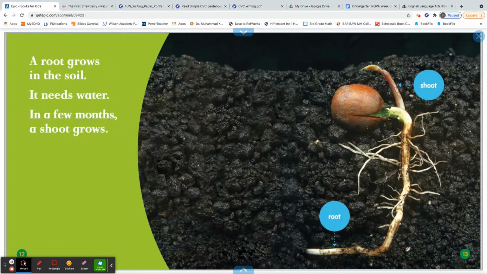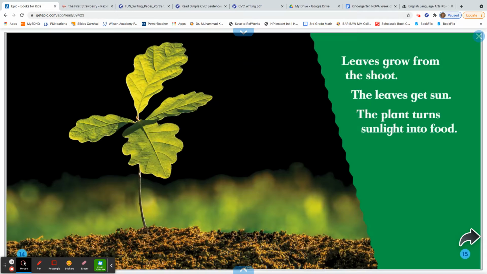A root grows in the soil. Hey, do you remember what this is called? Yeah, labels or a diagram to help us understand. It needs water. In a few months, a shoot grows. Shoot, that means it shoots up. Leaves grow from a shoot. So here's the shoot or the sprout, and here are the leaves.